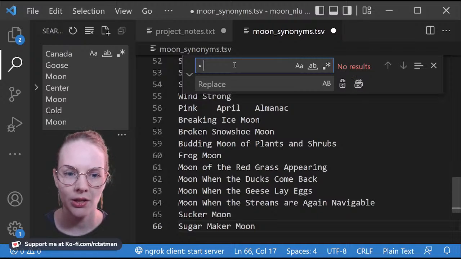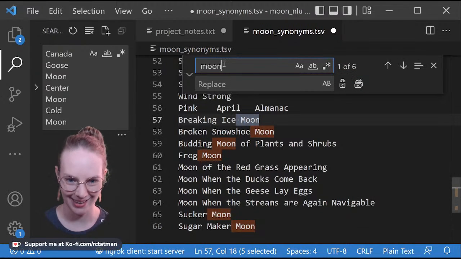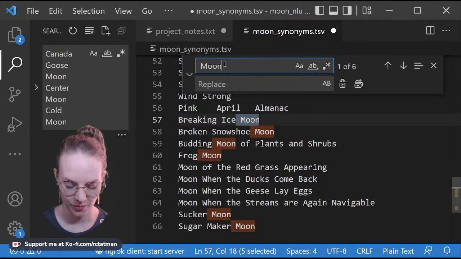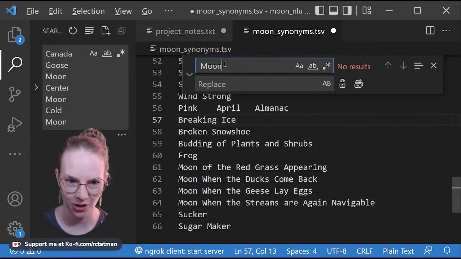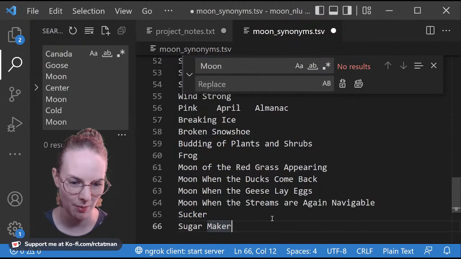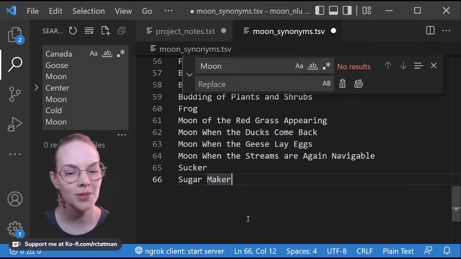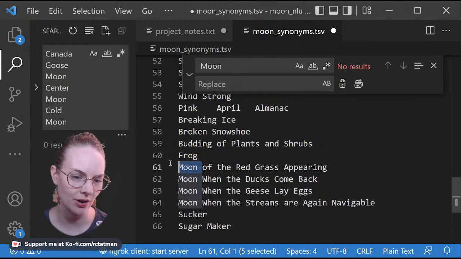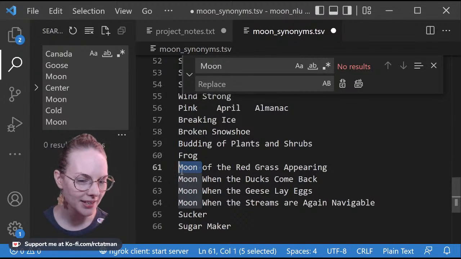So replace all, and then wait, control. Wait, no, I want the space. Control Shift Enter? No. Alt Shift Enter? No. Control Alt Enter. Control Alt Enter. Okay, I just need to remember that. Moon when the streams are again navigable. And I think it's okay that I didn't get rid of these leading ones.